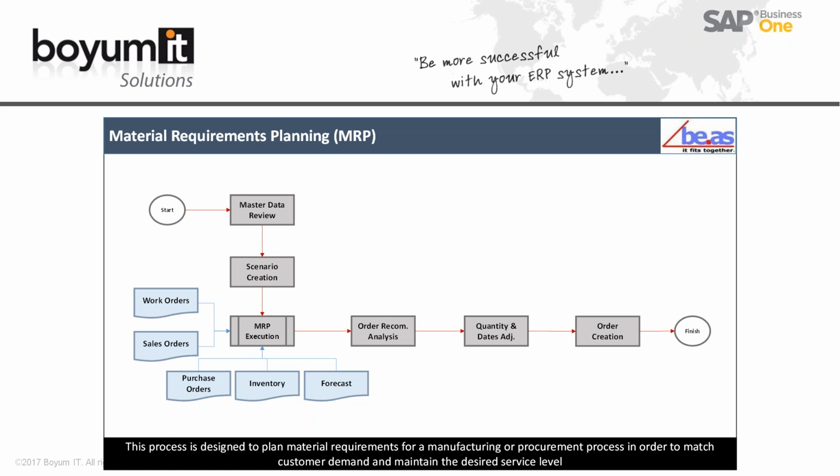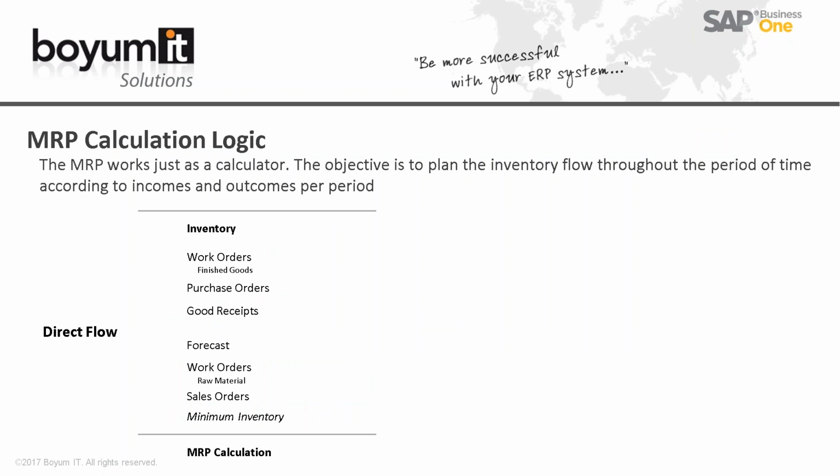So this process of the material requirement planning is designed to plan all the material for the manufacturing or procurement process, because we will find that we can create work orders or purchase orders in order to match our customer demand and also maintain the desired level that we have. Okay, so just before going to the system, I wanted to show you how the MRP logic is.